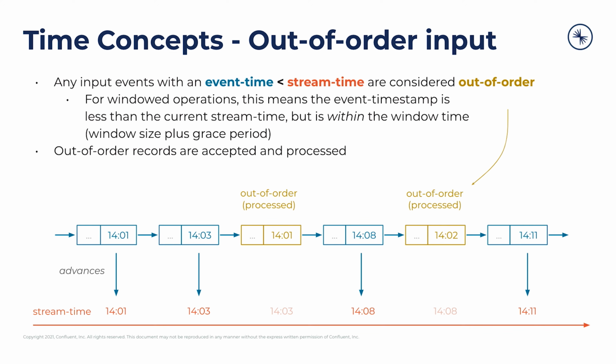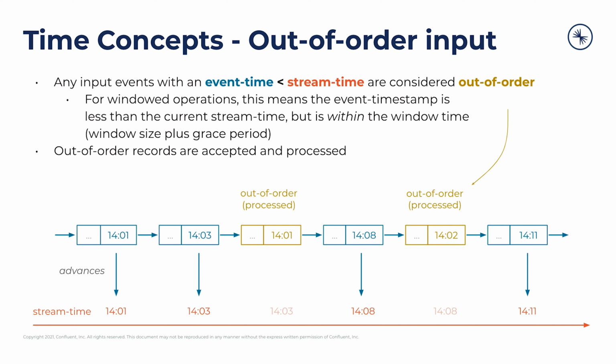So we keep mentioning this thing called out of order input. Out of order really just means that you have an event coming in with an earlier timestamp than the events seen so far. Or using our new stream time lingo, it means that the stream time is actually greater than the timestamp seen for this new event. And in that case, that event is out of order. So for windowed operations, this means that the event timestamp is actually less than the current stream time, but still within the window time plus the grace period. Records that fall outside of the grace period are known as late, but if it's still within the window size plus the grace period, then it's just considered to be out of order.